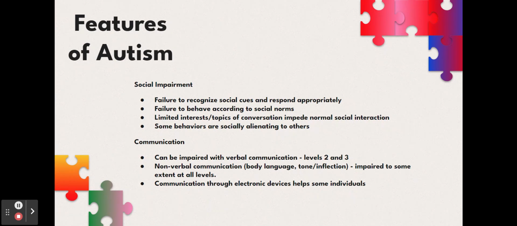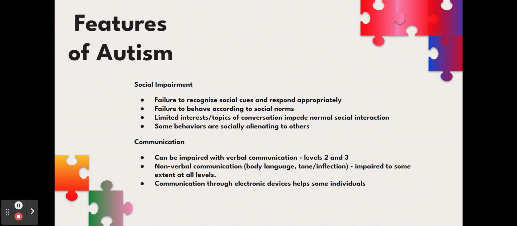And then some behaviors, we talk about stimming in a few minutes. These could be socially alienating to others. They don't follow the normal rules of social engagement, difficulty making friends. Even at the higher functioning levels, sometimes they will marry later in life and could have difficulties in personal and occupational functioning because of their failure to recognize social rules.